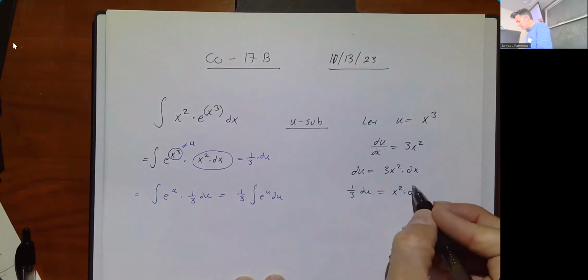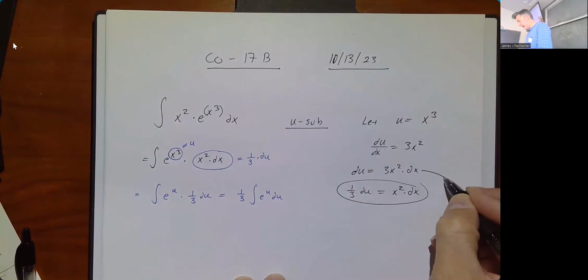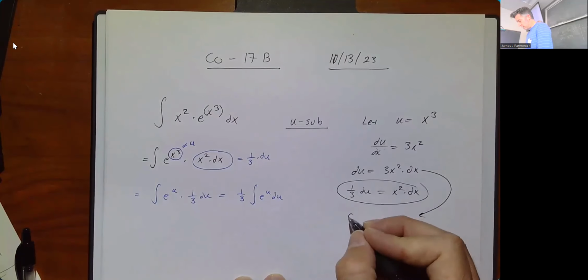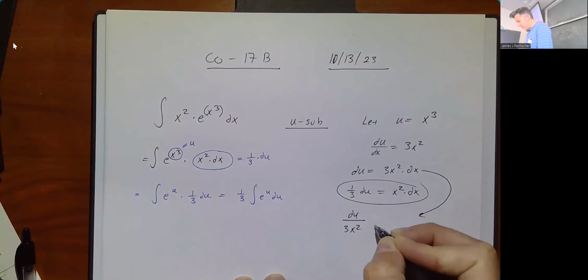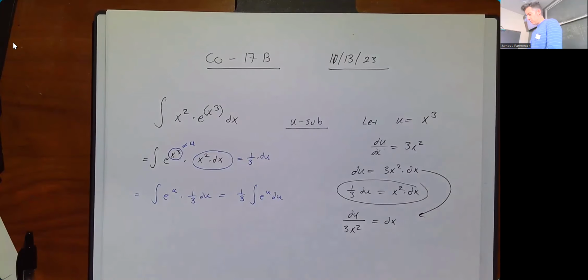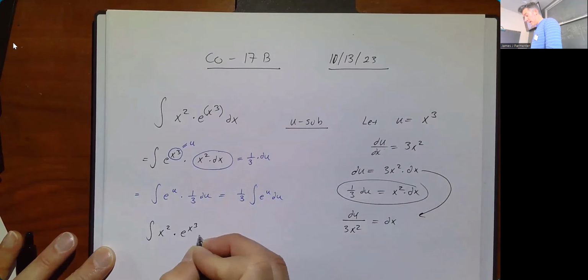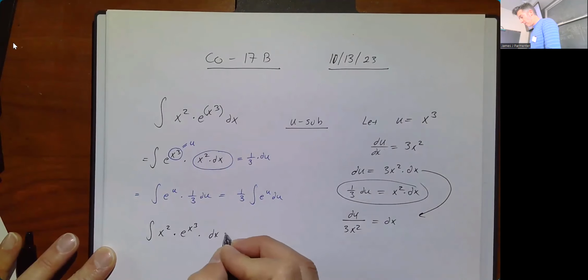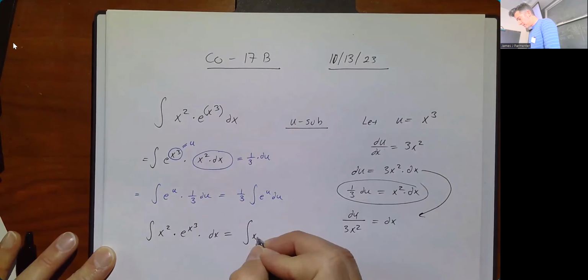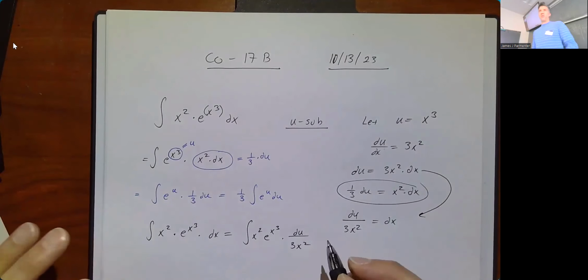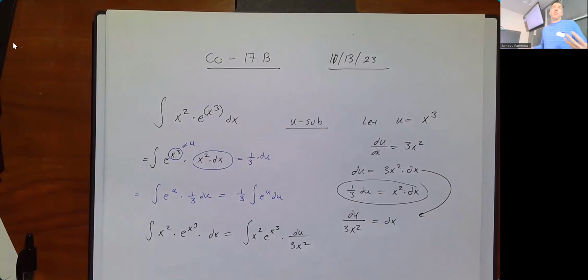From this step here, you can just isolate dx and divide both sides by 3x squared and say du divided by 3x squared is equal to dx. Then when you do this integral of x squared times e to the x cubed times dx, you can just start off by replacing dx with du over 3x squared. Now, the thing I don't like about this is it just looks gross. I don't like having an integral that has x's and u's in it. That's my problem.